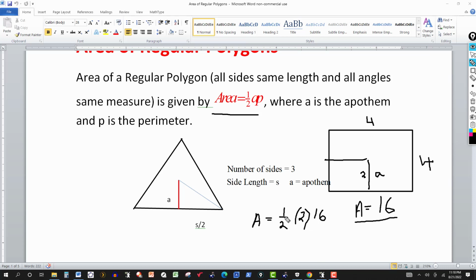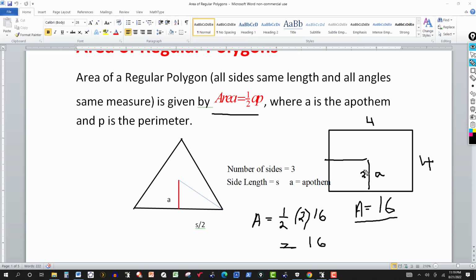Multiply this out. Well, 1/2 of 2 is 1, and 1 times 16 is equal to 16. You can see it works. Here we don't need a formula to calculate it because it's a simple square. We can easily say, okay, there's the midpoint, and if you drop it perpendicular to any side of the square, it doesn't matter which one, as long as it's a perpendicular, that length is going to be 2 units, and that's going to be your apothem.